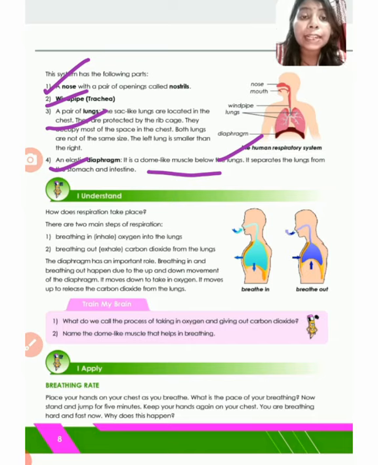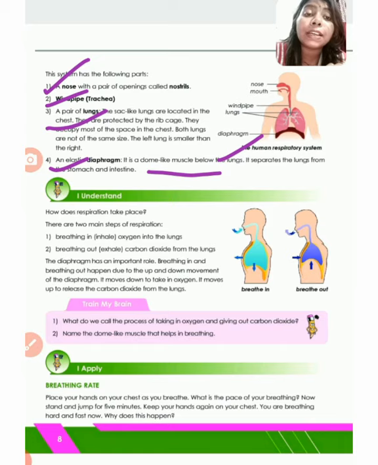And below the lungs, we have the diaphragm. Now when this diaphragm contracts, it helps the air to fill in. And that time only we breathe in. Okay, we breathe in. Now at the same time, it also helps the lungs to expand.